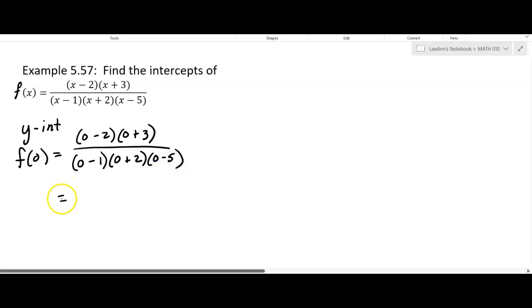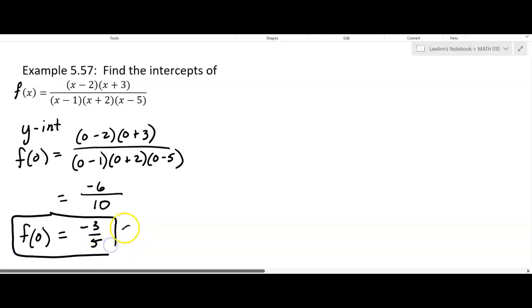And so what am I going to get? In the numerator, I'm going to get a -6 because -2 times 3. And in the denominator, I'm going to have a -1 times 2 times -5. It's going to be 10, or -3/5. So that's going to be the y-intercept.